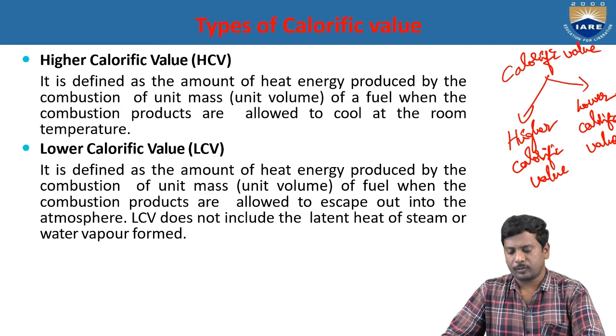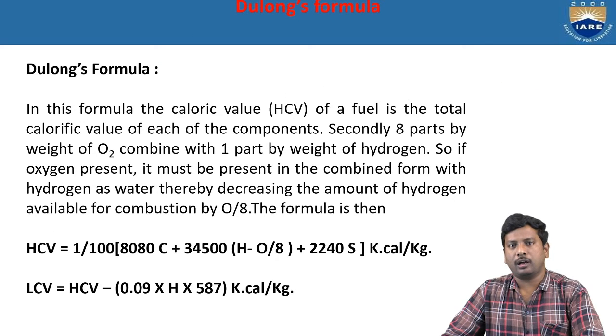Now we see model problems on the higher calorific value and lower calorific value. But what is the formula involved in the determination of higher calorific value and lower calorific value? That is Dulong's formula. Now we see what Dulong's formula is. It is the formula in which the calorific value of a fuel, that is the higher calorific value of a fuel, is the total calorific value of each of the components.